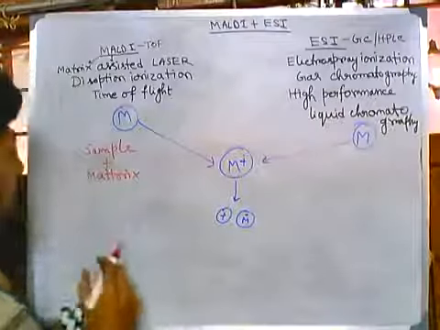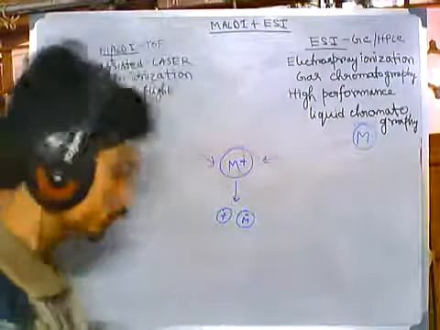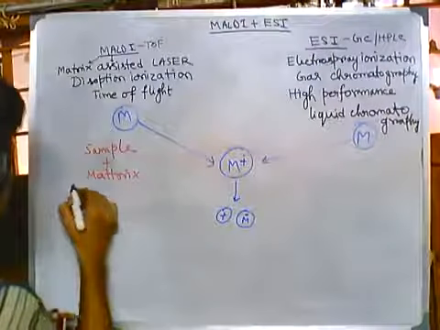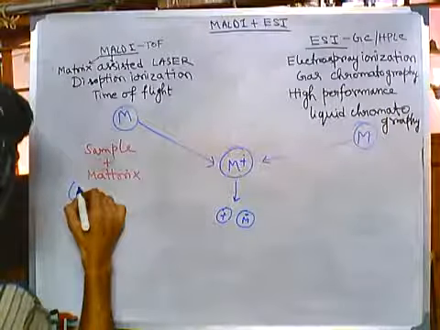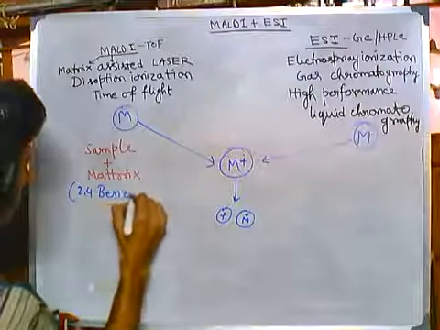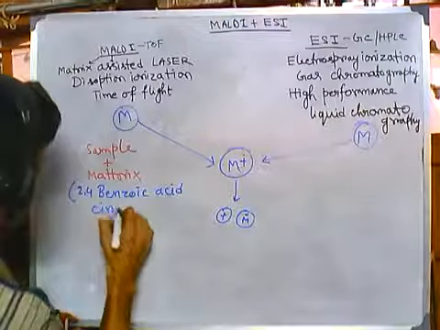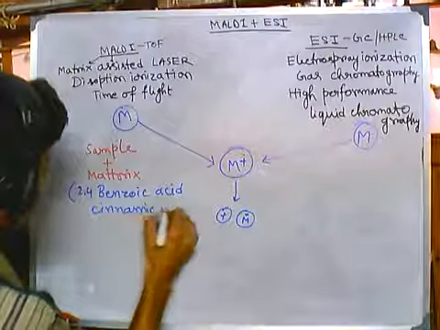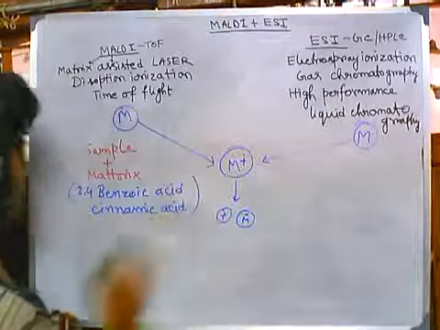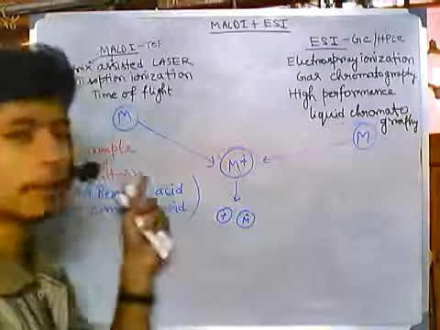Now the matrix here is made up with some chemical. The chemical we utilize to produce the matrix here is generally 2,4-benzoic acid and cinnamic acid. So this benzoic acid and cinnamic acid, they act as the chemical cross-linkers to produce the matrix.